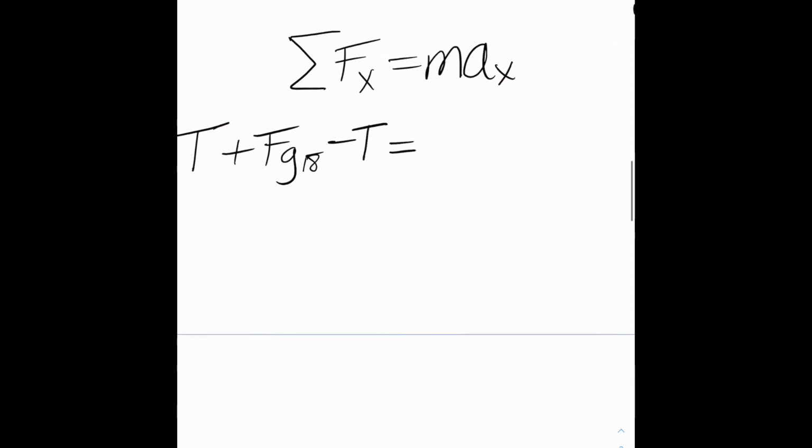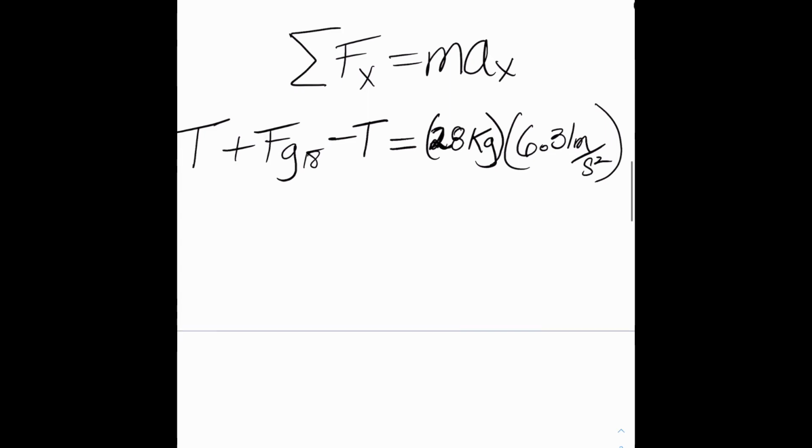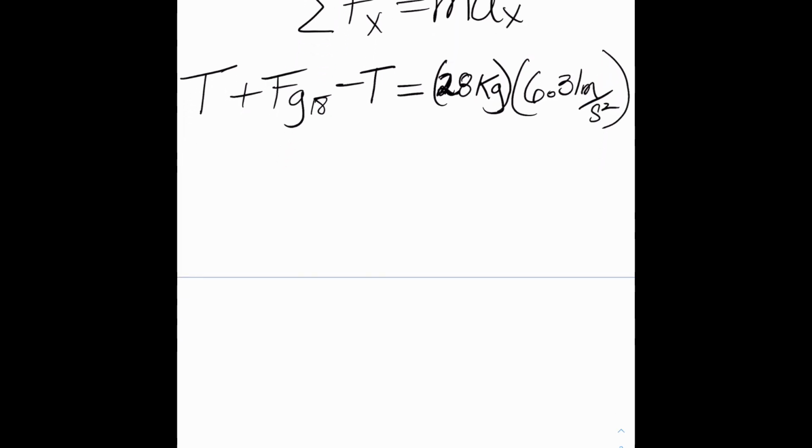We just did this. The mass was both blocks, which was 28, right? It's 10 plus 18, so 28 kilograms. And the acceleration we just solved for is 6.31 meters per second squared. Remember, this is the acceleration of the 10 block, the 18 block, or both blocks together. Any way you look at it, it is 6.31 meters per second squared.